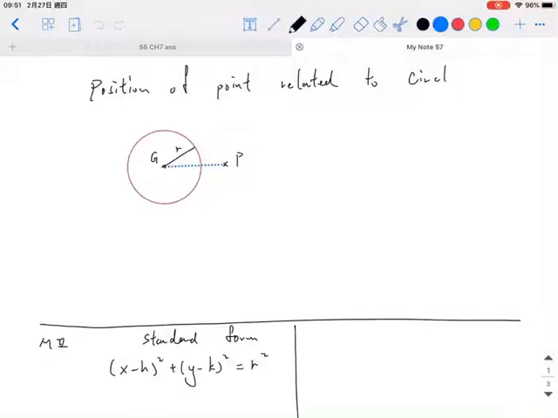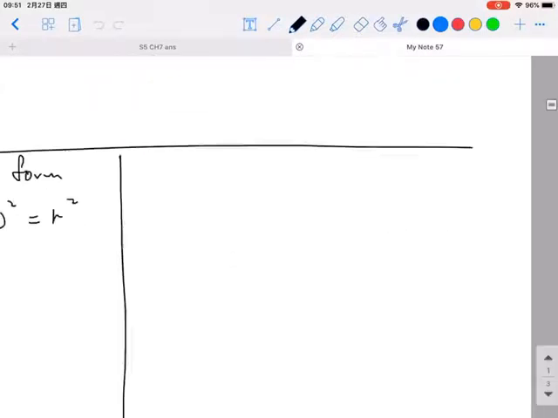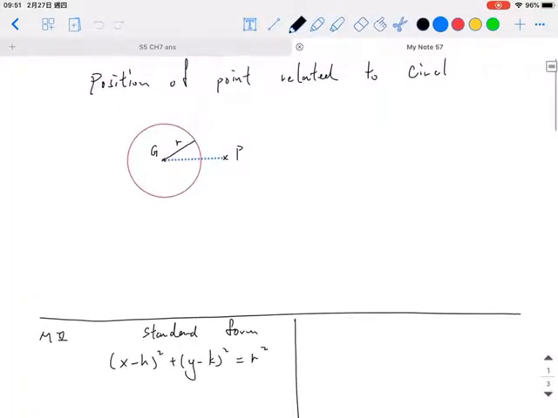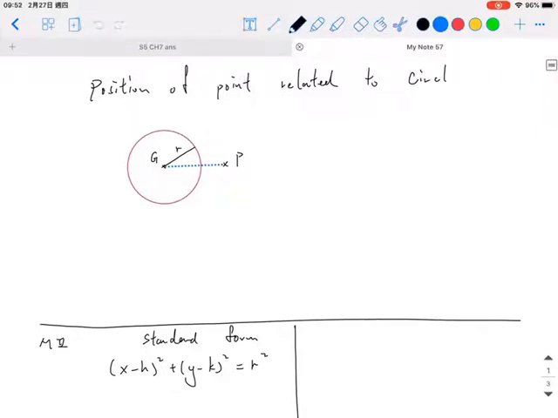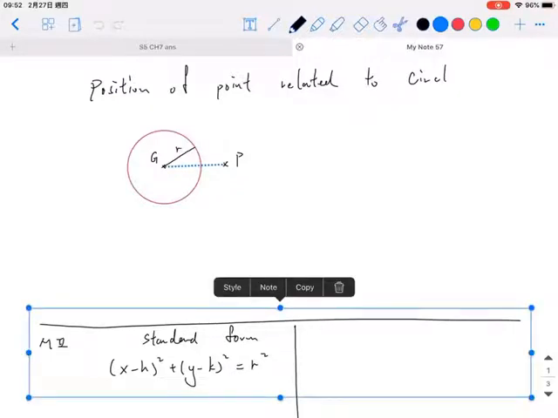In this video, you will learn the concept about the position of a point P. Let's say the point P is related to the circle: is it inside the circle, on the circle, or outside the circle? First of all, we have two lengths. The first one you must know is the radius, R. We compare these two distances.